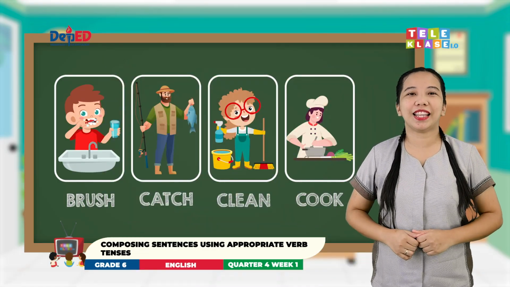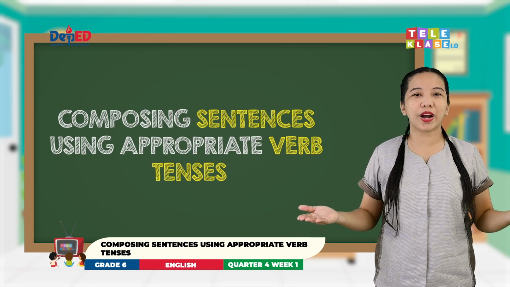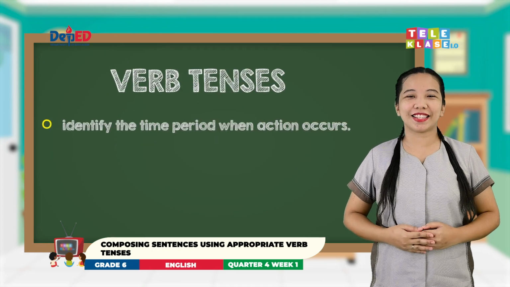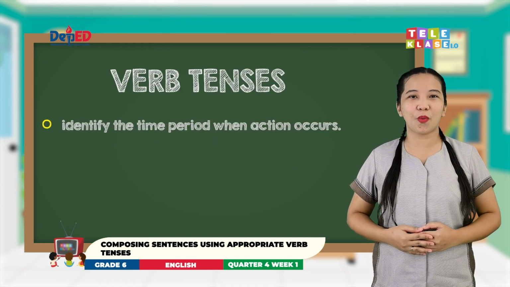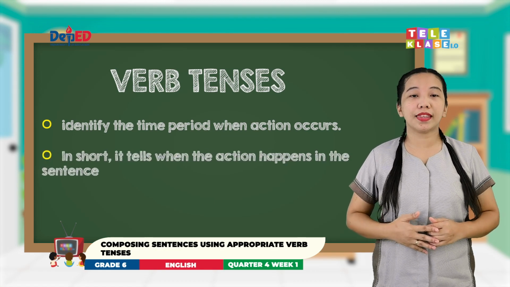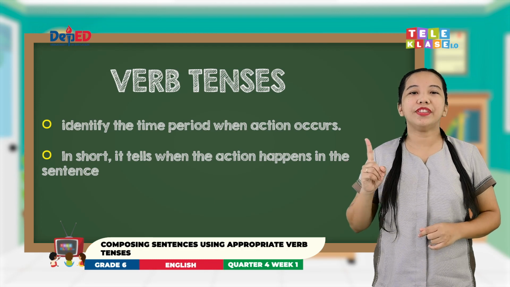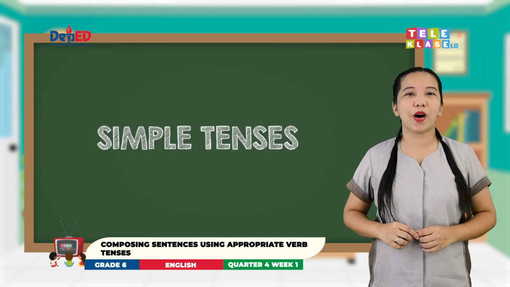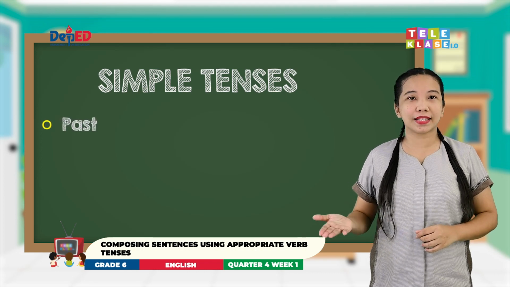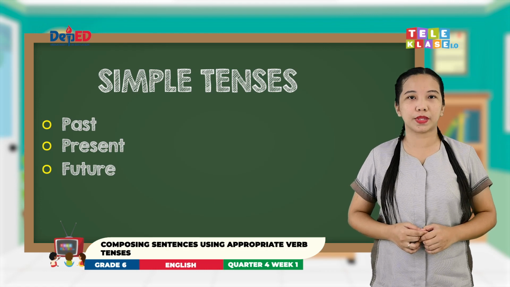Now you're ready for the next lesson. Composing sentences using appropriate verb tenses. Verb tenses identify the time period when action occurs. In short, it tells when the action happens in the sentence. One of the tenses of the verb is the simple tenses. The simple tenses are past, present, and future as the most basic forms.